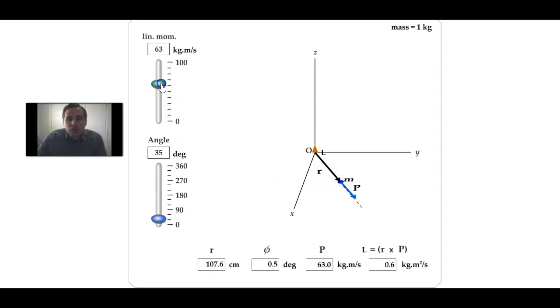Notice if we increase the linear momentum, indeed the angular momentum does increase, but notice it's quite small right now because the radius vector and the linear momentum vector are roughly parallel. So we might add linear momentum to this particle, but not angular momentum. What if I change the angle?